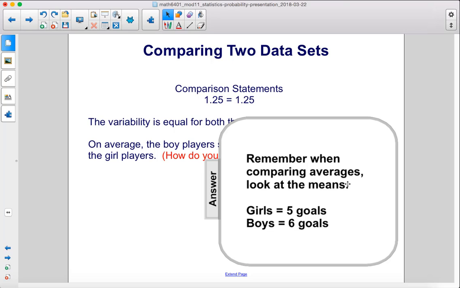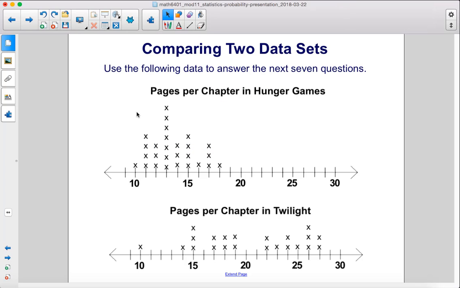Use the following data to answer the next 7 questions. Here we have 2 plots. One has the pages per chapter in Hunger Games, and the other has the pages per chapter in Twilight.